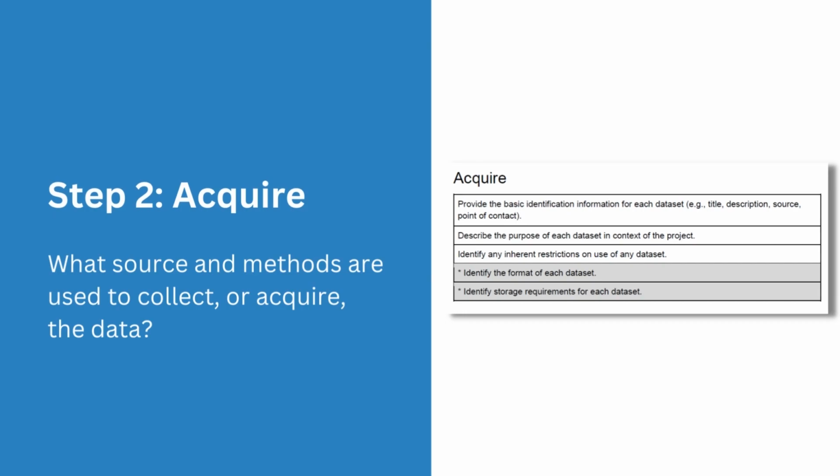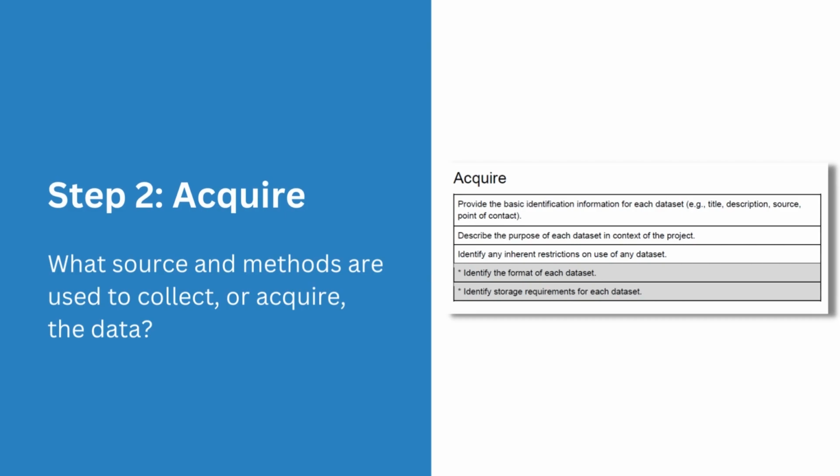Image of a section from the USGS Data Management Plan checklist. The title is Acquire, and there are 5 items in a table below it. The first item is provide the basic identification information for each dataset, for example, title, description, source point of contact. The second item is describe the purpose of each dataset in context of the project. The third item is identify any inherent restrictions on use of any dataset. The last 2 items are starred and have a gray background color.